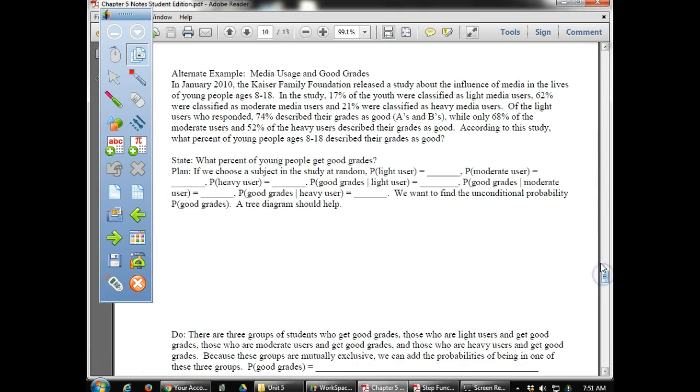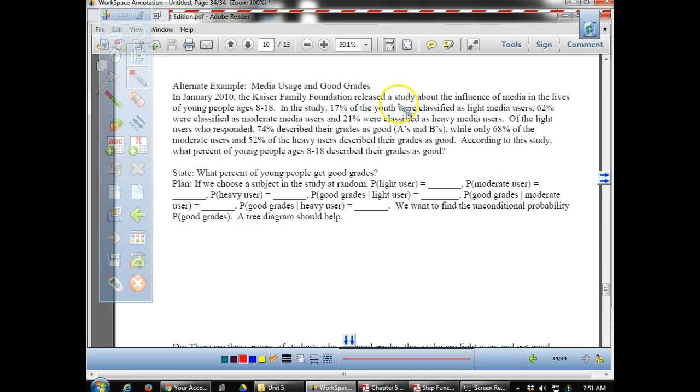Okay, we're going to do an example here together. So in January, the Kaiser Family Foundation released a study about the influence of media in the lives of young people ages 8 to 18. In the study, 17% of the youth were classified as light media users, 62% were classified as moderate media users, and 21% were classified as heavy media users. So those are just probabilities. So it's basically the population being broken into different categories.